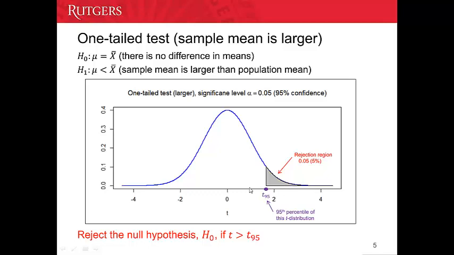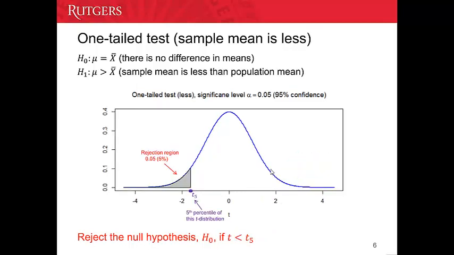If the t-score we calculated is below the threshold, we will not reject the null hypothesis, and we say there's no difference in the mean. Otherwise, if the t-score we calculated is larger than the threshold, we reject the null hypothesis, and it supports the alternative hypothesis, which means the sample mean is larger than the population mean. Here we call this area the rejection region.